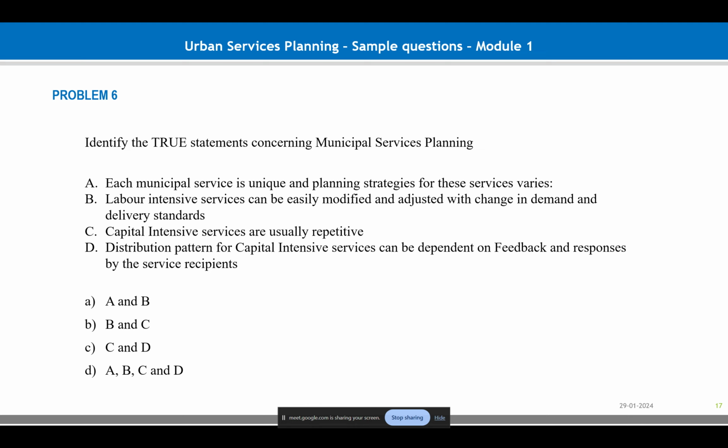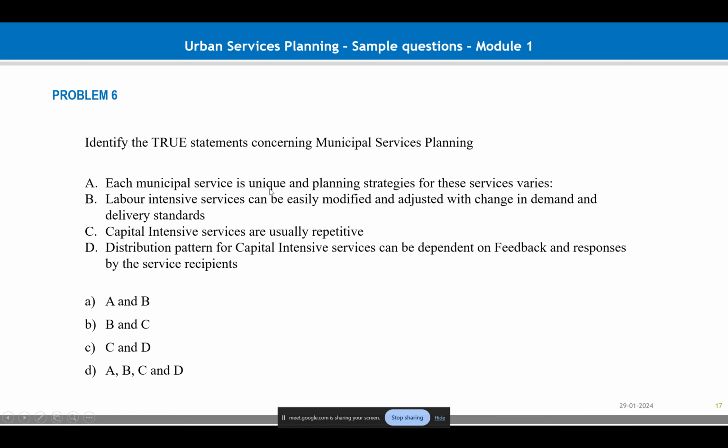We have discussed this in our lecture also in detail, saying that we cannot have a one-fits-all solution, because for each service, it involves people, it involves land, it involves facilities. So it is unique. We need to plan accordingly. Now B, labor intensive services can be easily modified and adjusted with change in demand and delivery standards. Is that right? Yes. Labor intensive services can be easily modified.